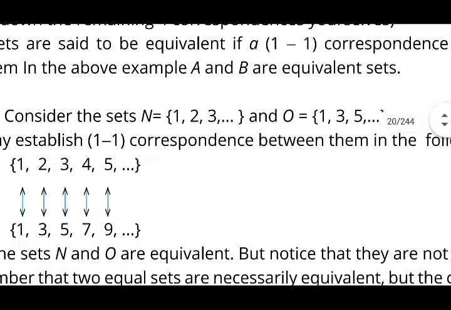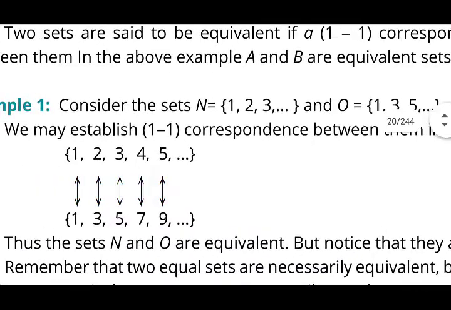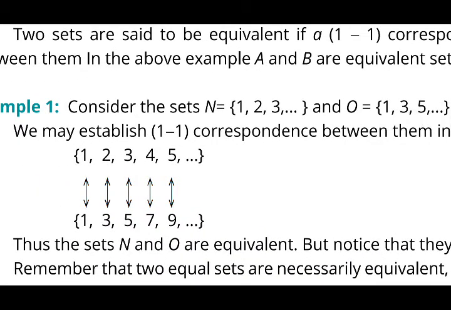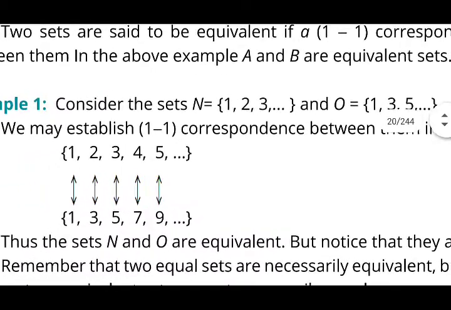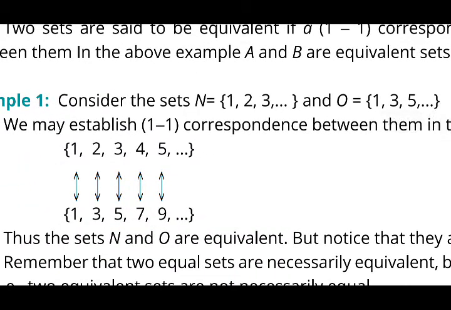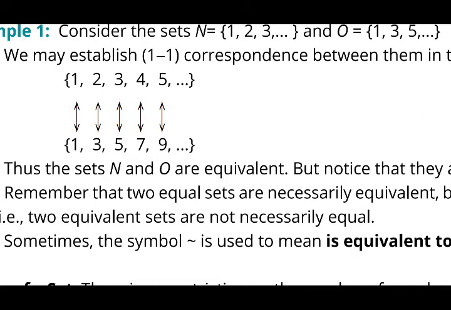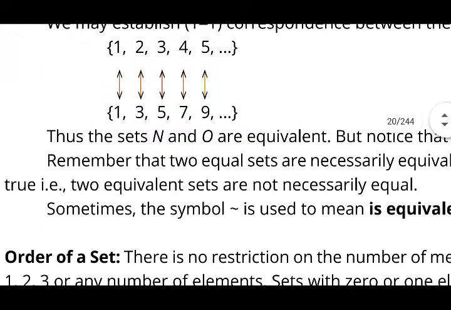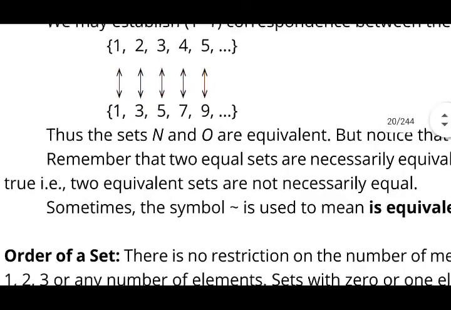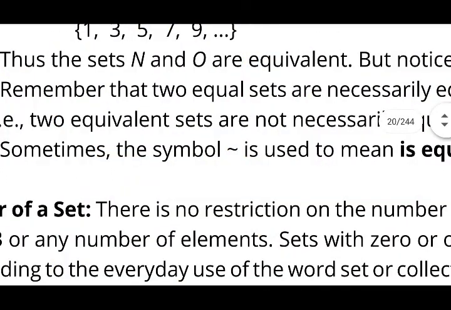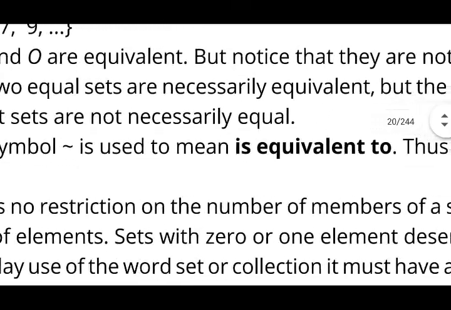Consider the set N of natural numbers and O of odd numbers. There is a one-to-one correspondence between them, because for every number in the natural numbers there is a number in the odd numbers. Like that, for 1 there is 1, for 2 there is 3, for 3 there is 5. So these two sets are equivalent sets. This symbol is used for equivalent sets.